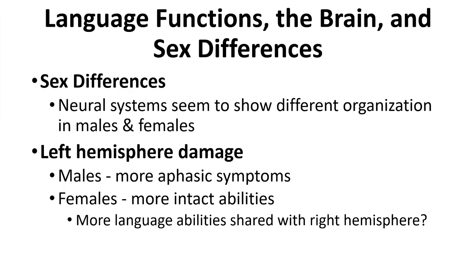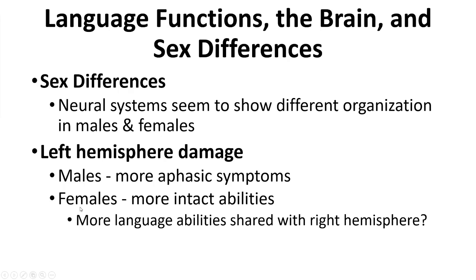And on the other hand, the same kind of damage in females, they tend to see less damage to their language skills. So even though they would have the same kind of brain damage, even if the damage was in the same part of the brain, females were still able to produce and perceive language, and they did it much better than males who had similar damage.